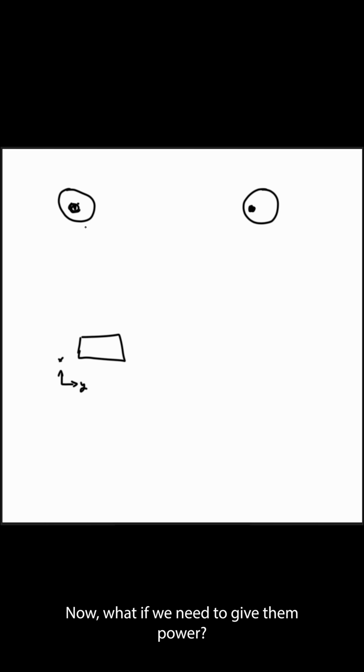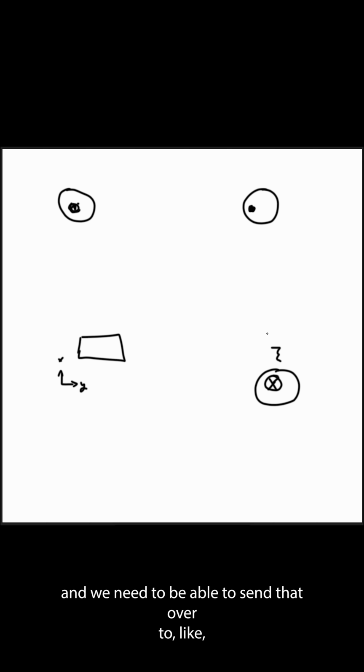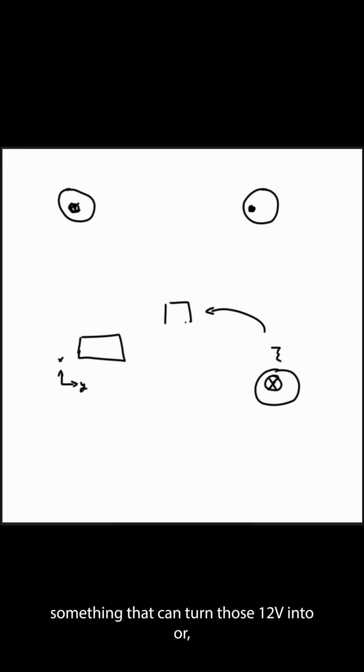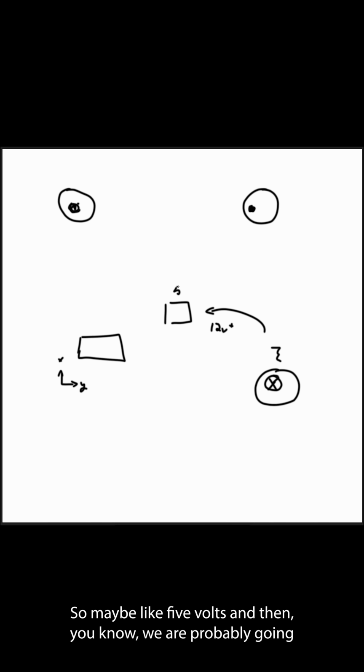Now, what if we need to give them power? Okay, so the car has an alternator over here, and that alternator spins and makes power, and we need to be able to send that over to something that can turn those 12 volts into something that our controllers can run. So maybe like 5 volts.